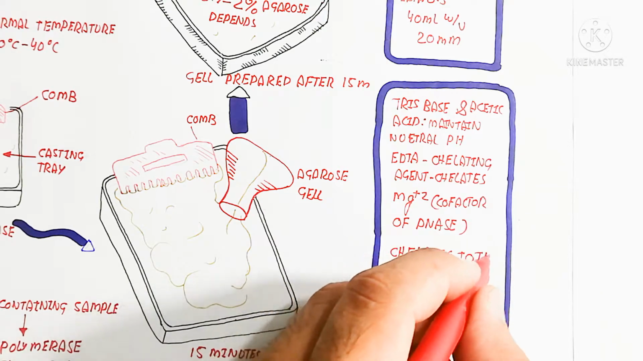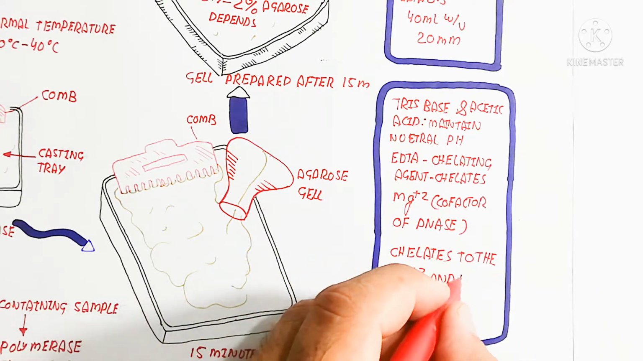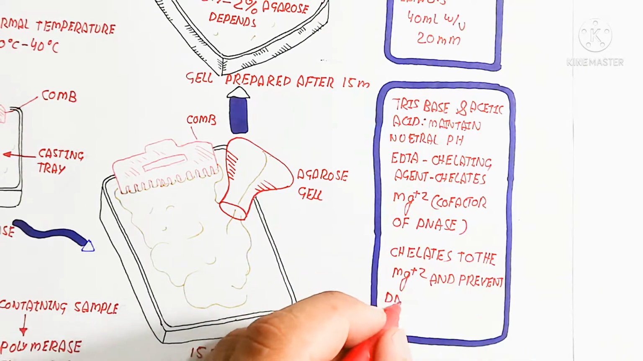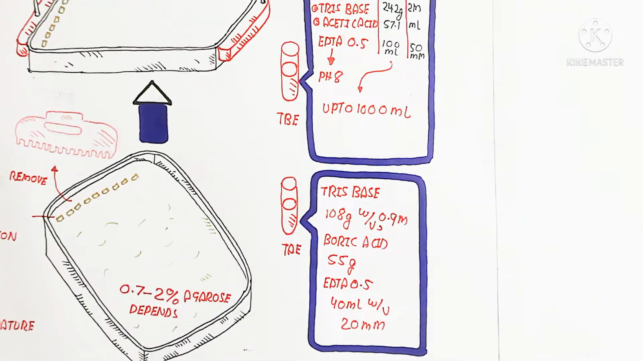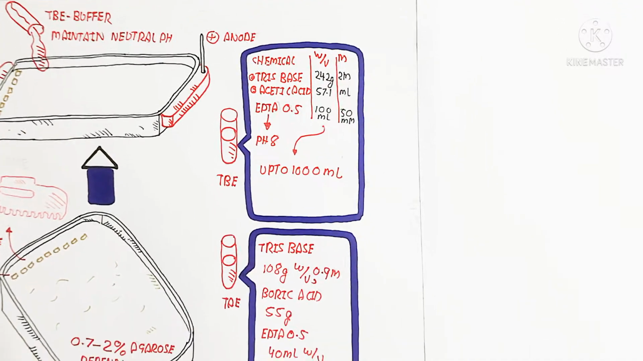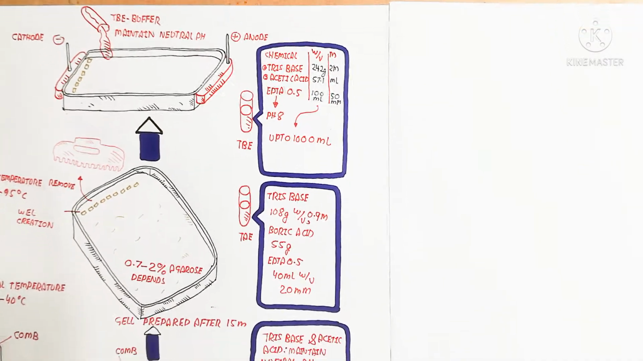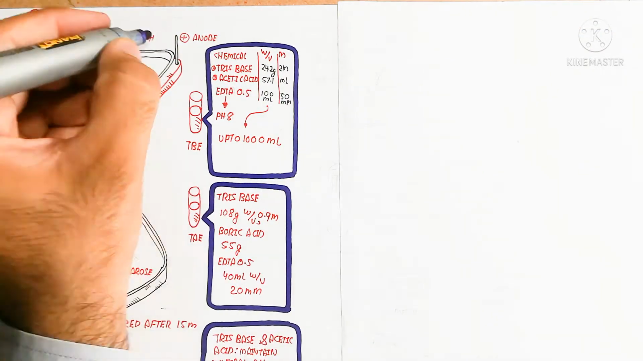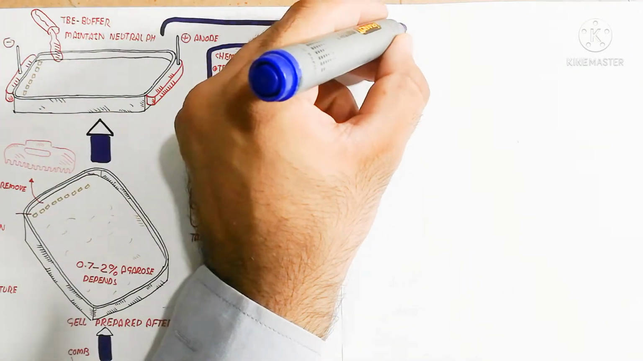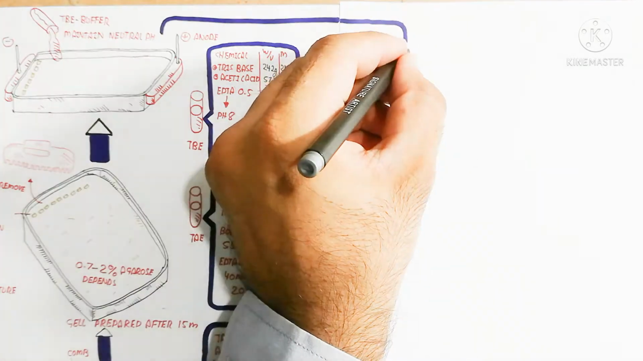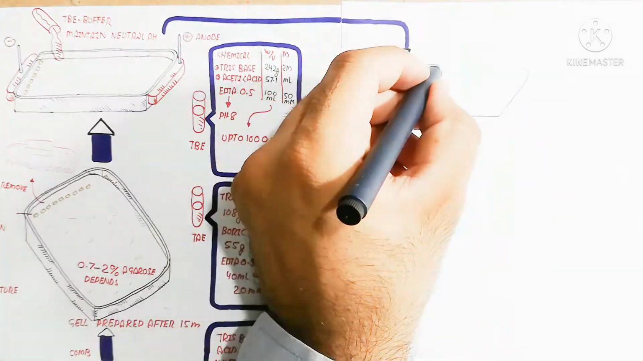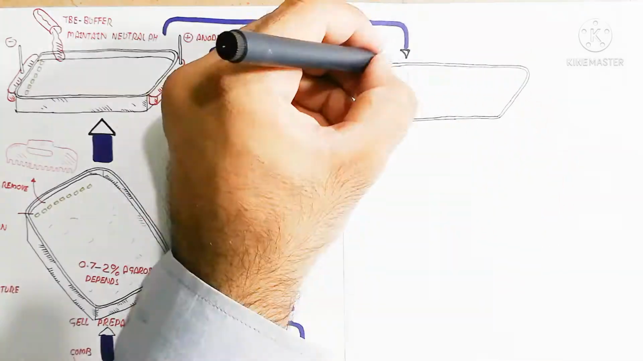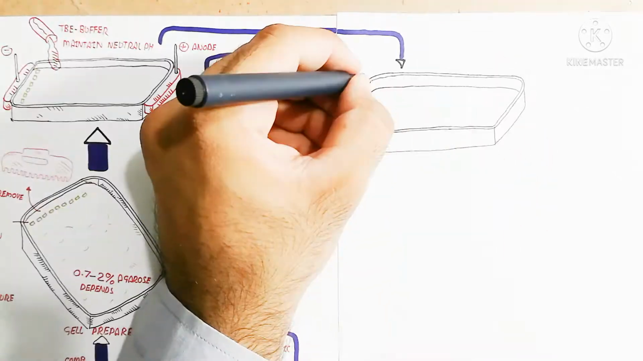EDTA is a chelating agent that chelates magnesium, a cofactor of DNase. So it means trispace and acetic acid maintain neutral pH, while EDTA maintains the DNA segment by chelating the magnesium ion and preventing DNase activity.